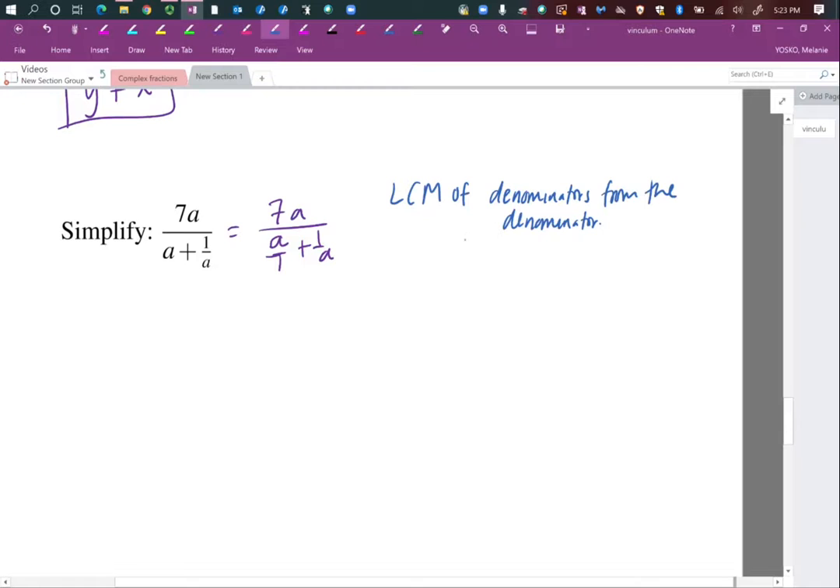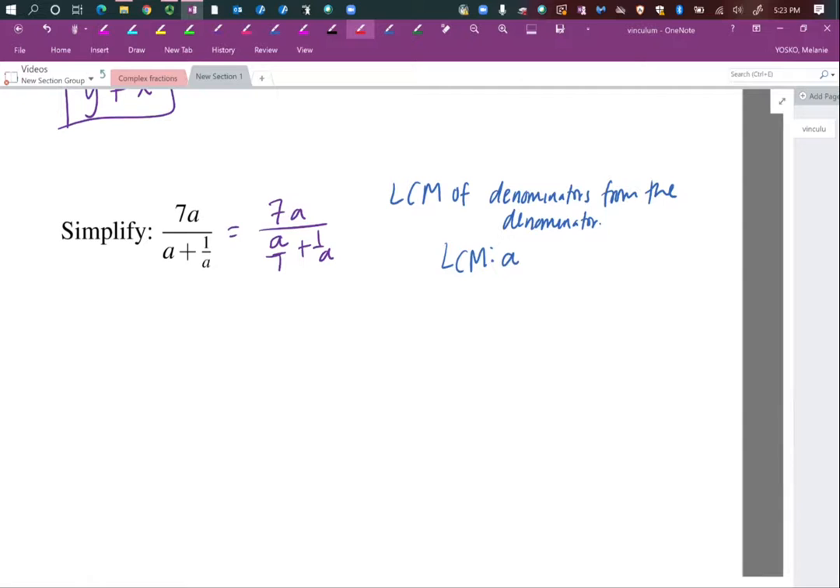Okay, so we have a over 1. Well, that 1 isn't very exciting. We have 1 over a. So the only one that really has an interesting denominator is the 1 over a. So our least common multiple is a. Now notice I didn't even mention it to look for the least common multiple of denominators from the numerator because there's no denominators here. The only denominator we have really is the number 1.